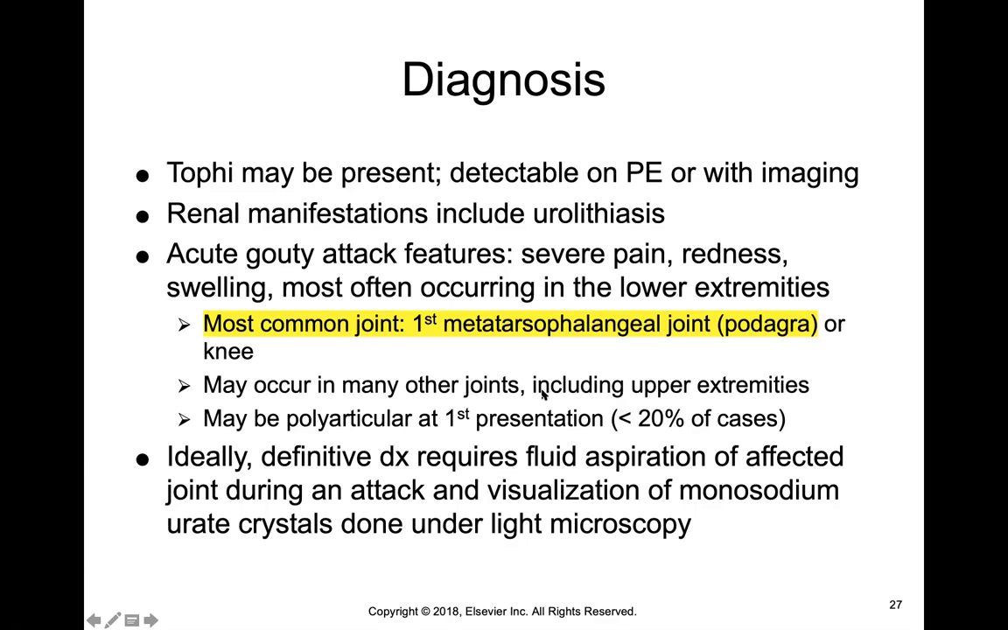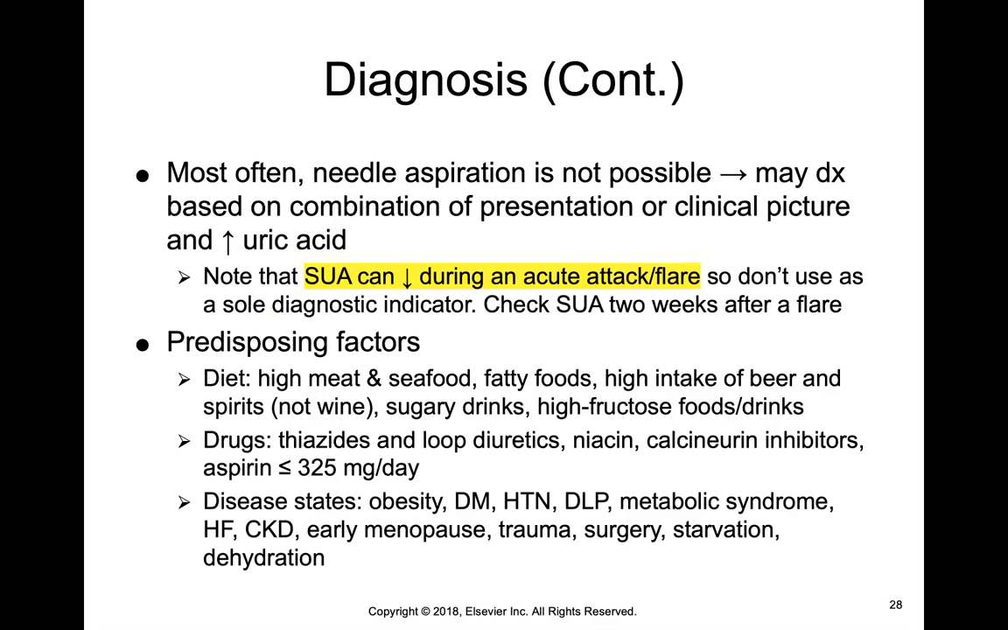They can occur in many other joints, including the upper extremities, and they may be polyarticular at first presentation, although that tends to involve less than 20% of cases. Ideally, definitive diagnosis requires that you fluid aspirate the affected joint during an attack and then visualize the fluid through light microscopy. But of course, getting a needle aspiration for a gouty patient is usually not done, nor is it practical. And so we can base our diagnosis on the combination of the presentation of the patient or the clinical picture and the uric acid level.